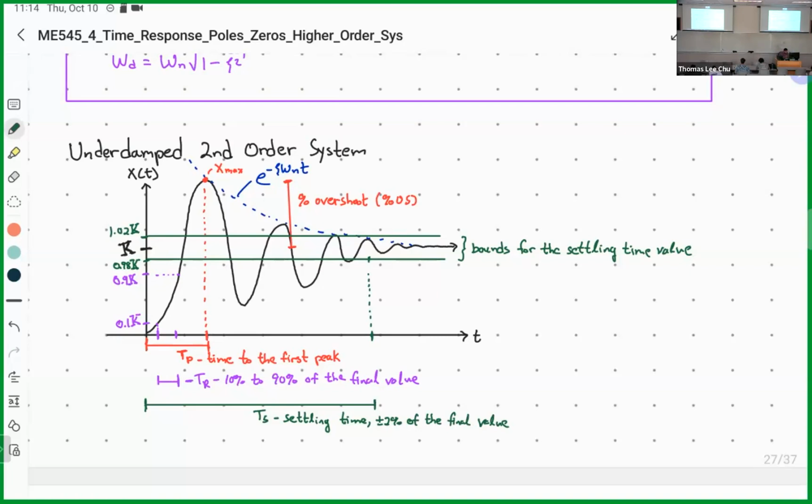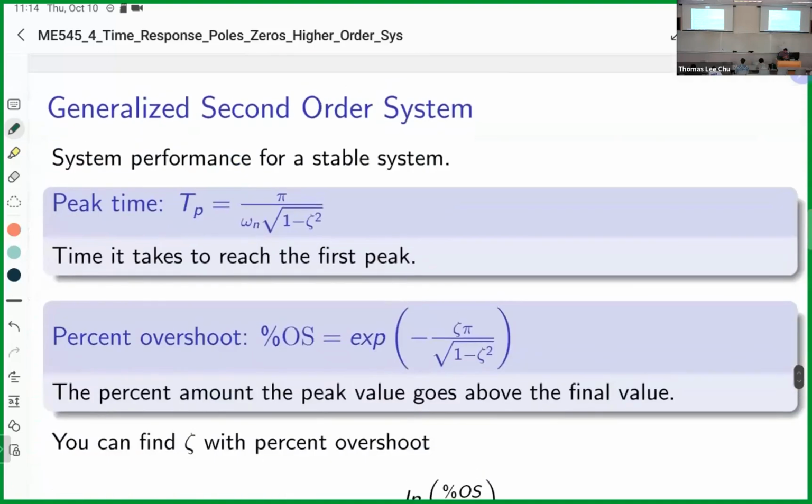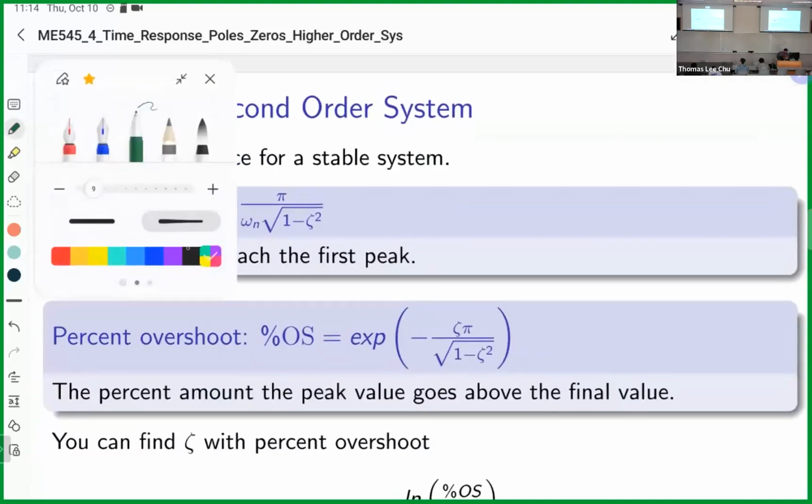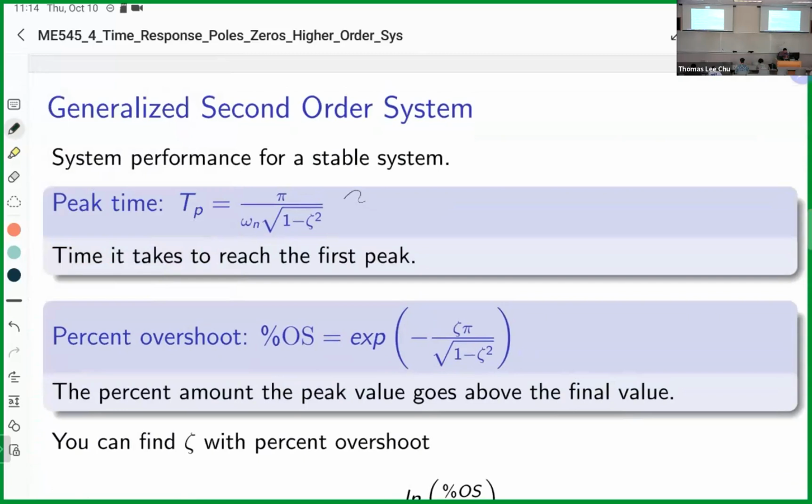All right. So here are some definitions. Peak time is the time it takes to reach the first peak. Here it's defined by pi divided by the damped frequency. So this is the same as saying pi divided by omega d.